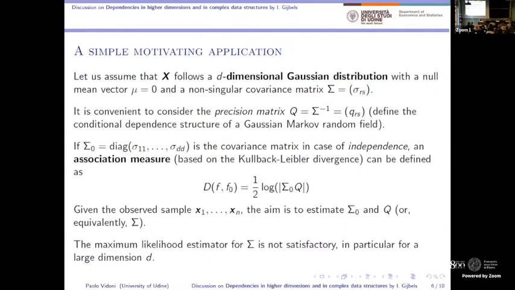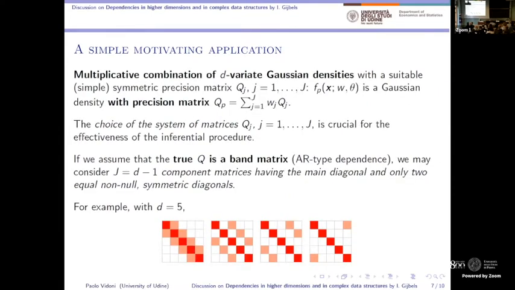And we may also consider this very simple and interesting fact related to the result that says that when we combine d-dimensional Gaussian densities, with the aim of specifying a sort of surrogate model for the original X, and when we consider these component models having a specific precision matrix Qj, what we get at the end is again a Gaussian distribution with a precision matrix which is the linear combination of the component ones. The crucial point now is to specify a suitable system of component matrices.